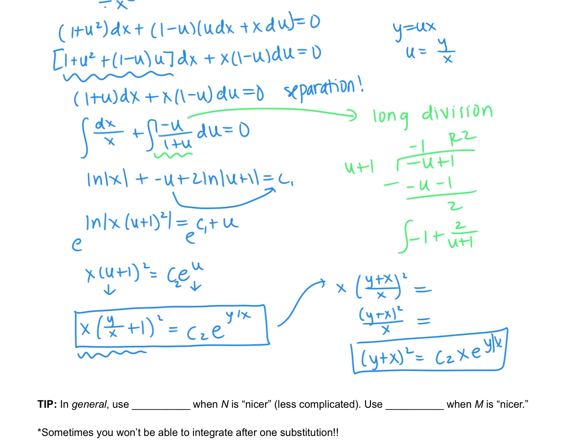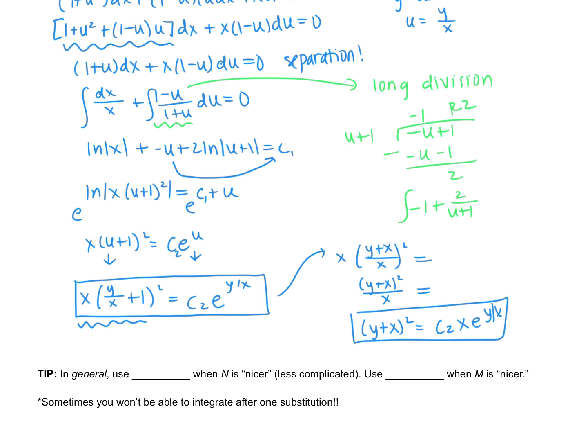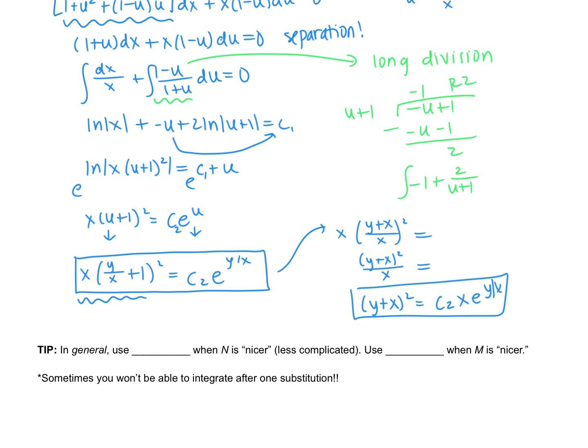Okay, so you might be asking, how do you know when you should use y = ux or x = vy? How do you know which substitution to do? In general, you're going to use y = ux when N is nicer or less complicated, and you're going to use x = vy when M is nicer or less complicated.